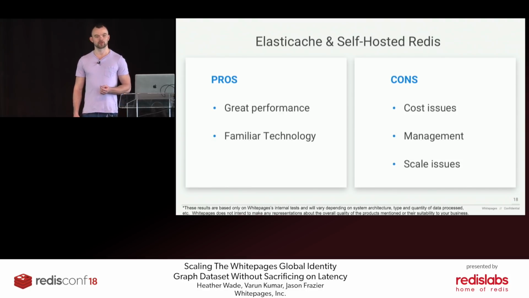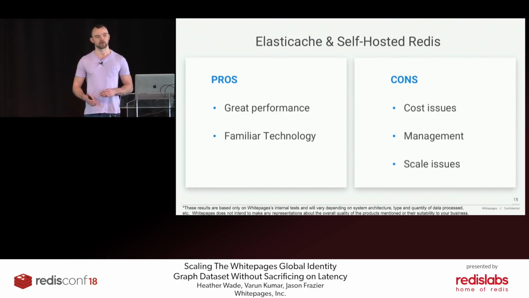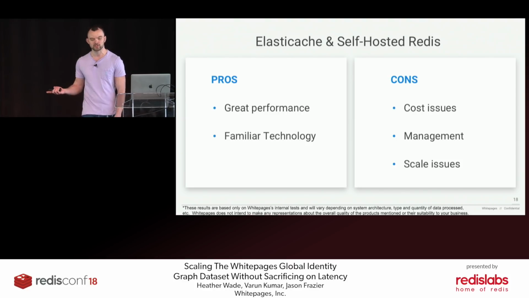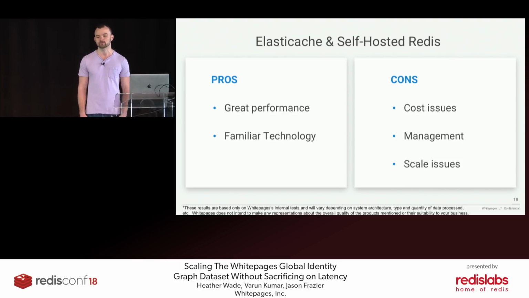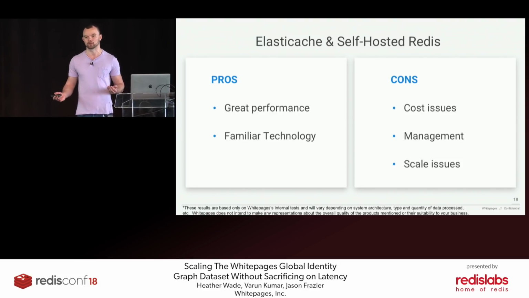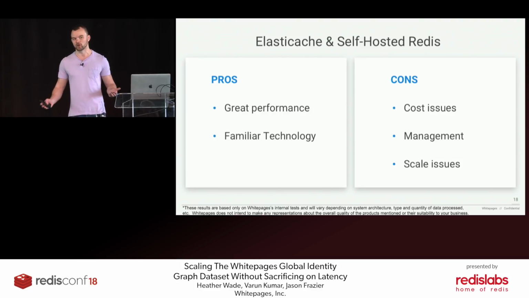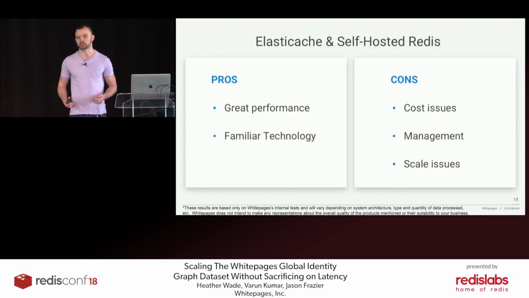In terms of using self-hosted Redis, we initially wanted to go with this solution, as it would get rid of the restrictions that Elasticache gave us. We'd keep the same great performance. It was familiar technology, as we were already using Redis. But unfortunately, there were management and stability issues when it came to managing a cluster of this scale, and the flat cost of having to store everything in RAM. We would have had to keep roughly 30 or so nodes for our cluster, which was simply way too much.